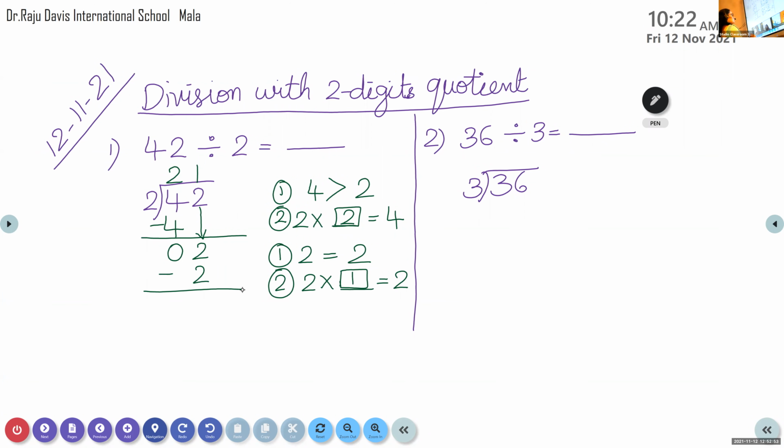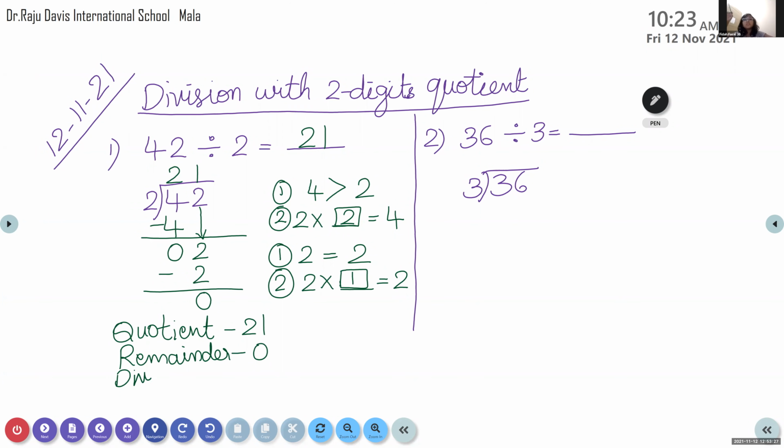Then subtract. 2 minus 2 is 0. Now the final remainder is 0. 0 is not there in 2's table. It is lesser, so you have to stop over there. Now you have to write the details. Quotient is 21, and the 21 is to be written here also, on the dash. Then remainder is 0. Dividend is 42. And the divisor is 2. Good.